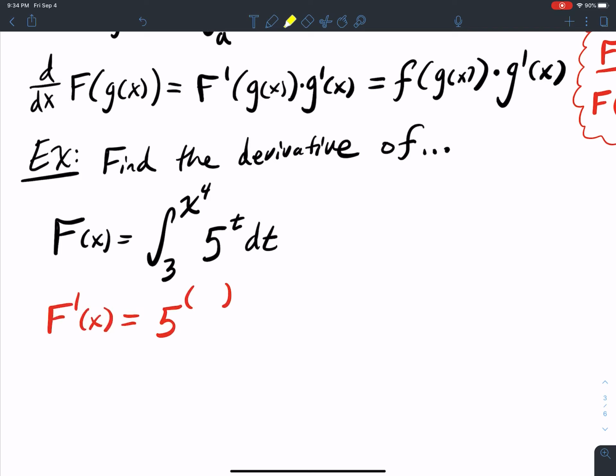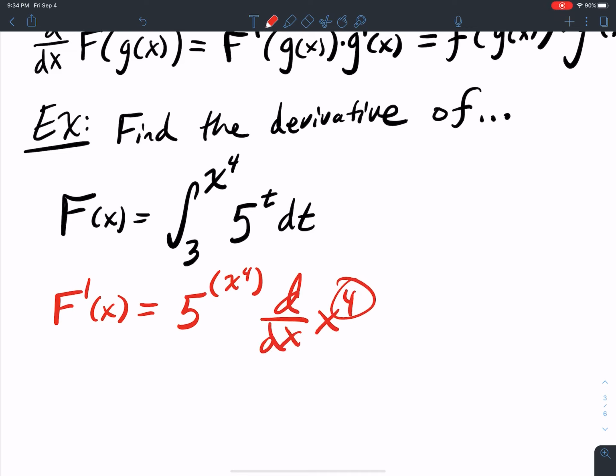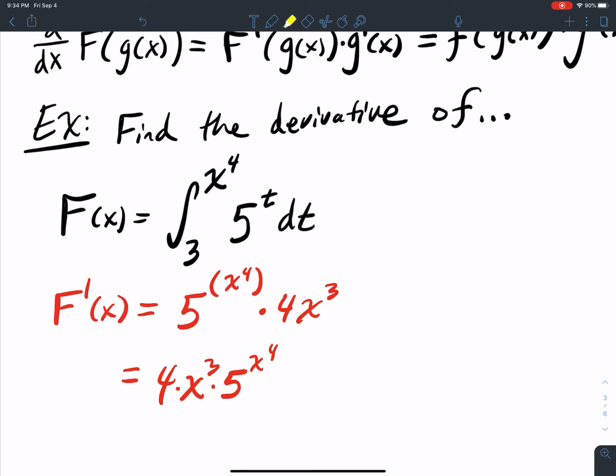So this equals 5 to the, well, what do we plug in? We plug in this variable part up here. So that's x to the fourth up there. Times what? The derivative of x to the fourth. What's the derivative of x to the fourth? 4 comes out front, and then subtract 1 from 4, so x to the 3. So multiply this by its derivative, 4x cubed. So my final answer, I just put this first, okay, and then so it's 4x cubed times 5 raised to the x to the fourth.